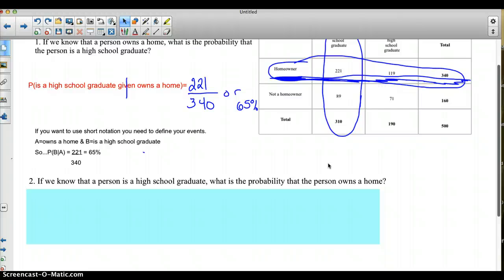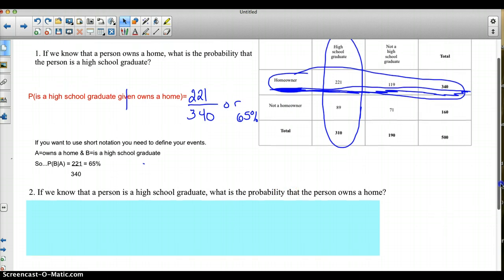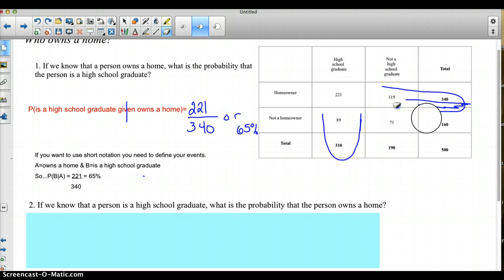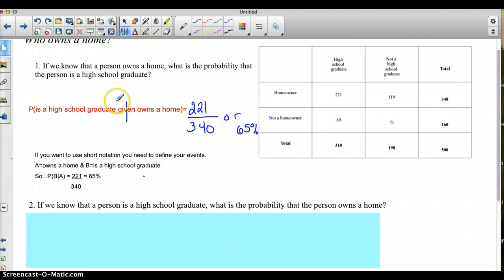So similar to question 1, if we know that a person is a high school graduate, what is the probability that the person also owns a home? So why don't you try this problem, pause the video so that you can now try the problem, and write out what you think it's going to be. So we know that a person is a high school graduate, so we're focusing on the high school graduate column. What is the probability that a person owns a home?